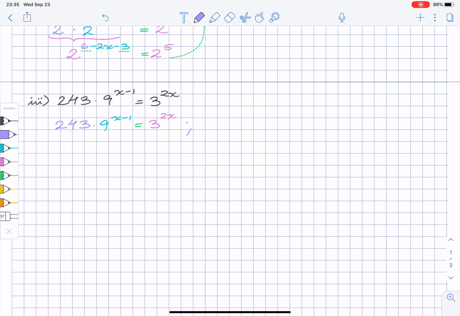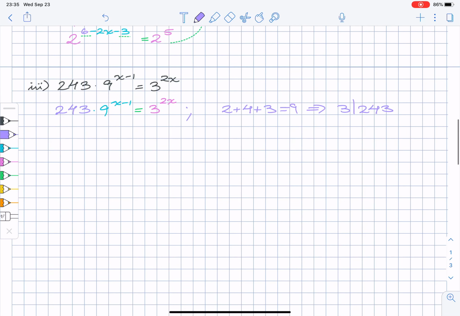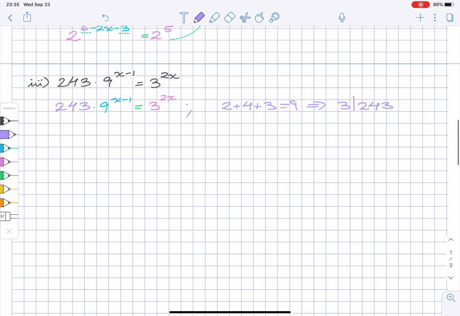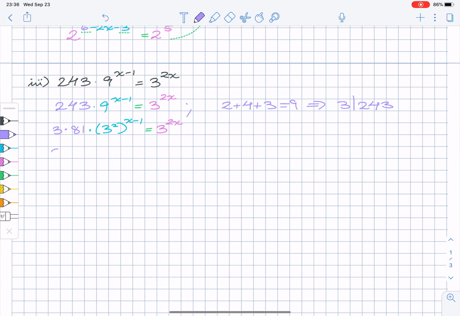Okay, so I want to note something, that 2 plus 4 plus 3 is 9. So what that means is that 3 divides 243, which is good. So 3 goes into 24 8 times and into 3 once. So this is 3 times 81 there. And 9 is really 3 squared, which I'm raising to the x minus first. And that's equal to 3 to the 2x. Okay, 81 is 9 squared.